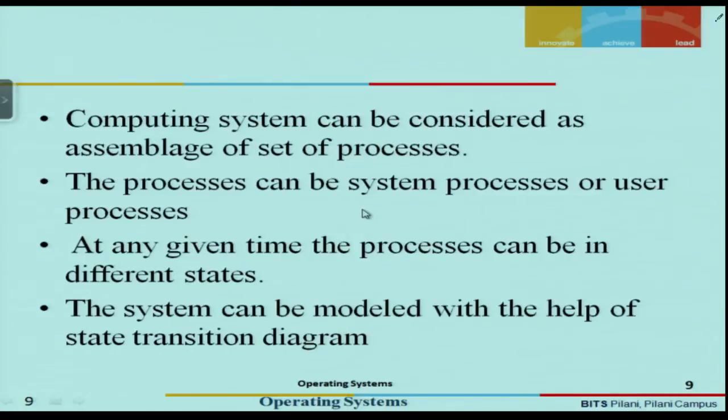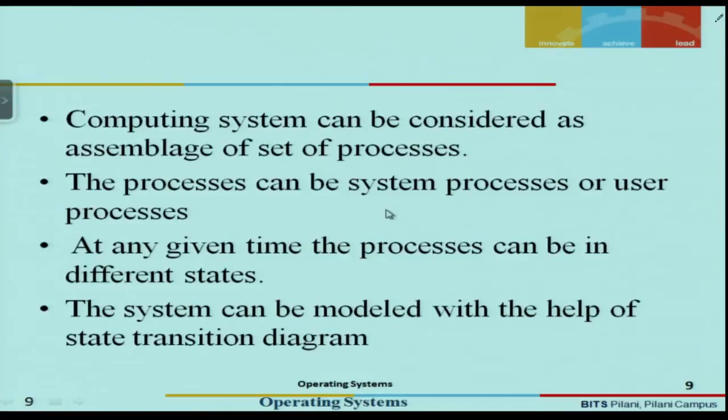They can be of two categories. One is user processes, pertaining to the job, which is the user application, and the other is system processes. For example, a dispatcher. Dispatcher is one of the processes which we have known. It is a system process.